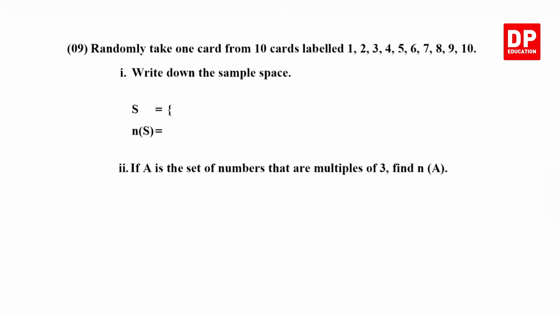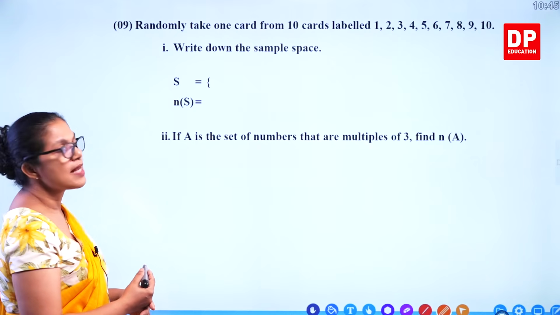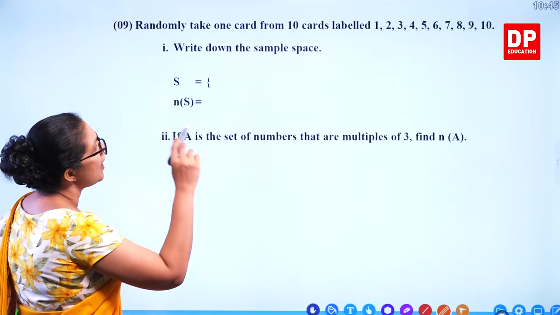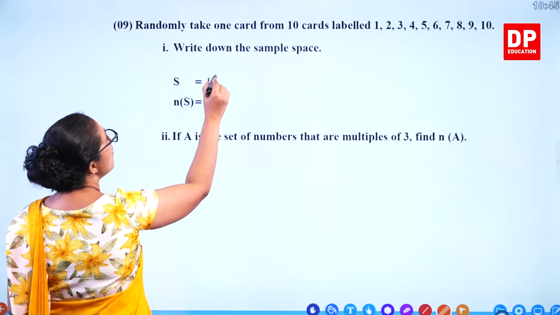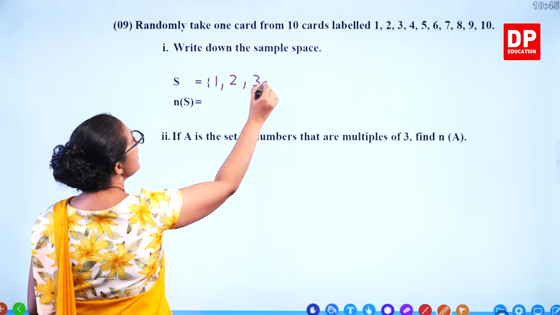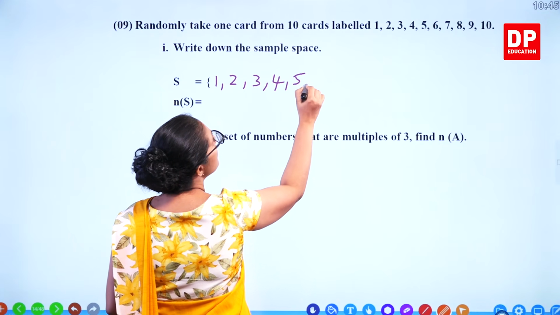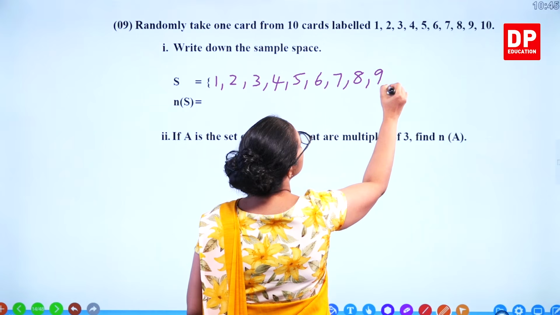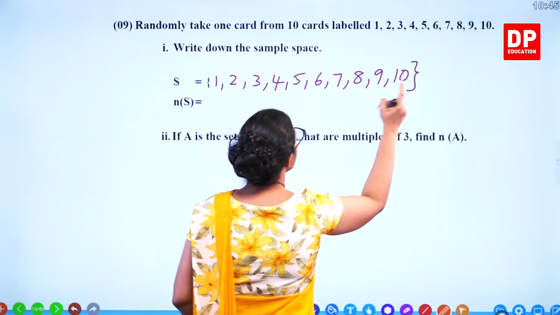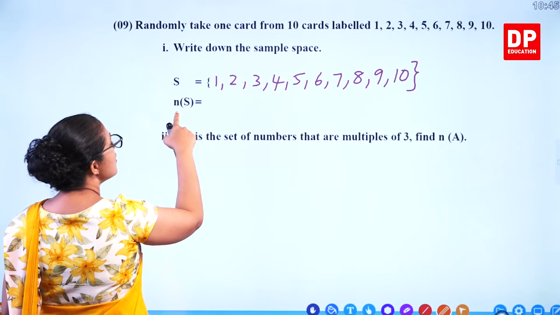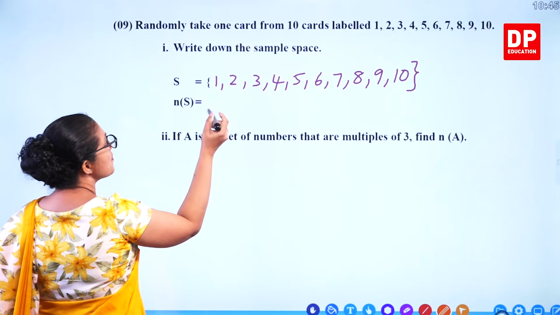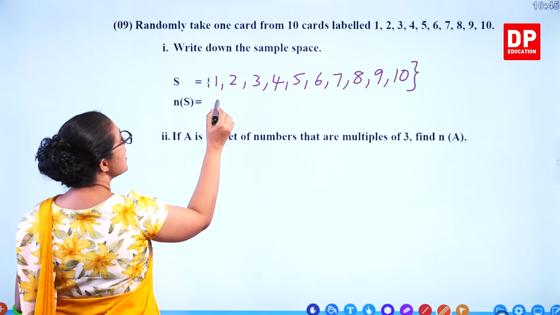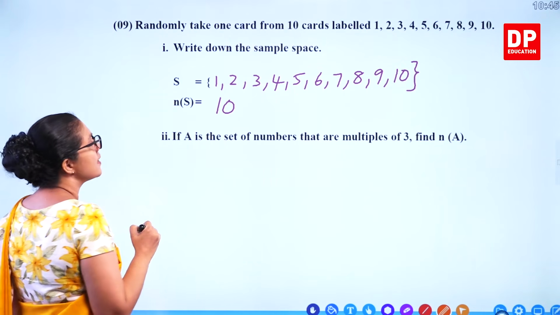Randomly take one card from 10 cards labeled 1, 2, 3, 4, 5, 6, 7, 8, 9, 10. Write down the sample space. You can get any value from that: 1, 2, 3, 4, 5, 6, 7, 8, 9, 10. So 10 possibilities are there. The number of outcomes in the sample space S is 10.